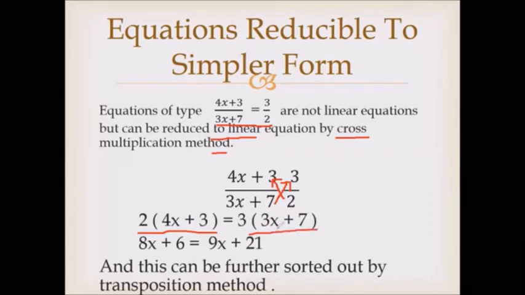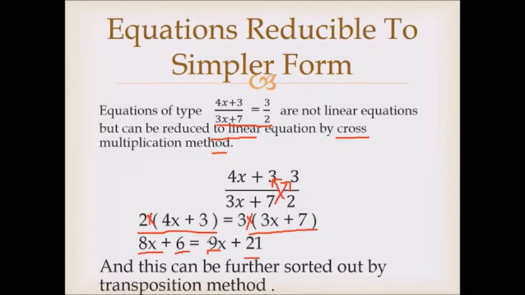What have we applied here? Here we applied the distributive property, that is multiplication over addition. There are two operations here, so we use the distributive property. 2 into 4, 8x. 2 into 3, 6. The sign is plus. 3 into 3, 9x. The sign is plus. 3 into 7, 21. And this can be further sorted out by the transposition method.